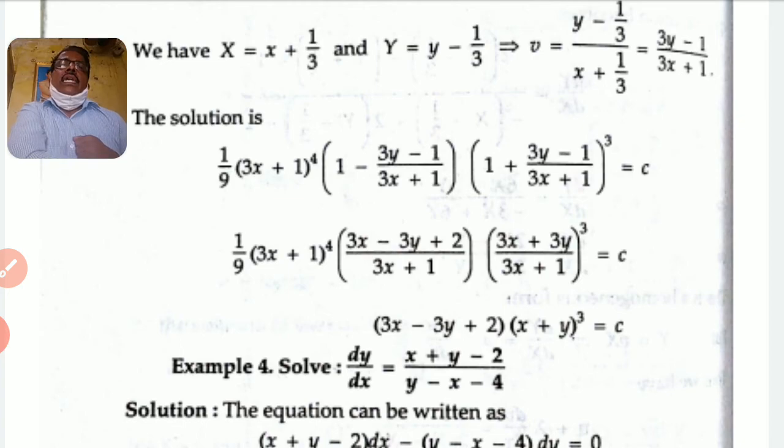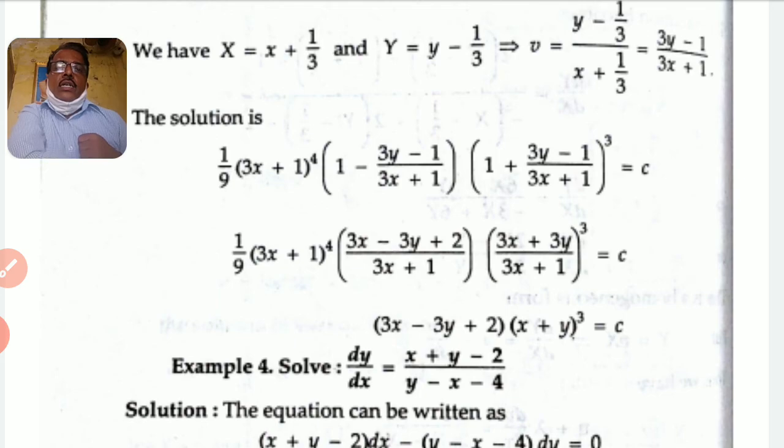You can apply any one method, I told you all three methods because some students will find it easy to solve such problems with one method or another. Okay, you can apply any one method to solve such type of equations.